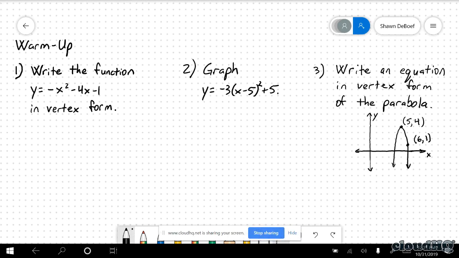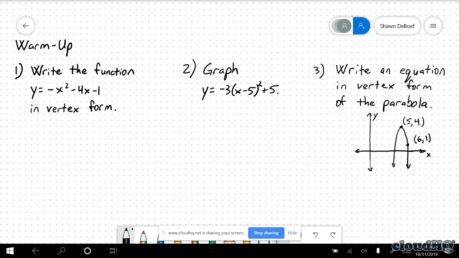Okay, so in number one, I've asked you to write the function y equals negative x squared minus 4x minus 1 in vertex form. We do that by completing the square. Just a reminder, all three of these problems came from your assignment. So if you did your assignment, they'll look familiar. If you didn't do the assignment, maybe jot these three problems down and you at least have it started.